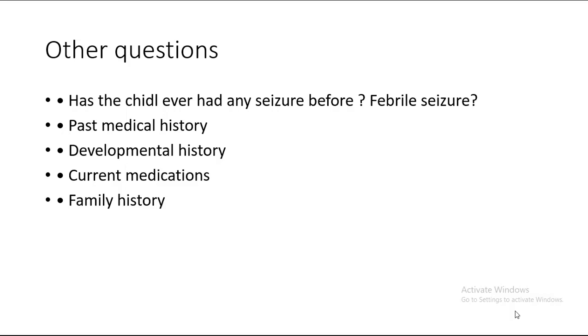Other questions: Was the child febrile? What is his past medical history? Does he have systemic illness? Does he have a history of trauma? Is his development normal or abnormal? Is he on medications, whether anti-seizure medications or other medications? Is there a family history of seizure or epilepsy in first degree relatives or other relatives, remote relatives? All of these are important.